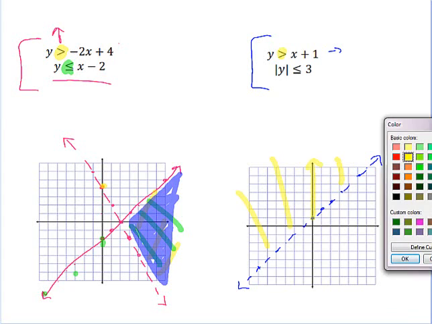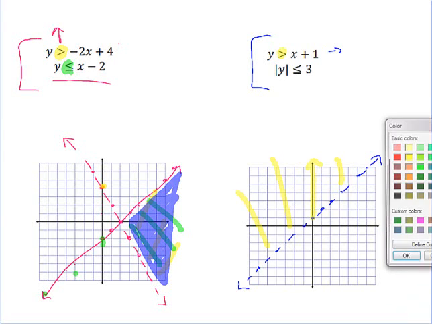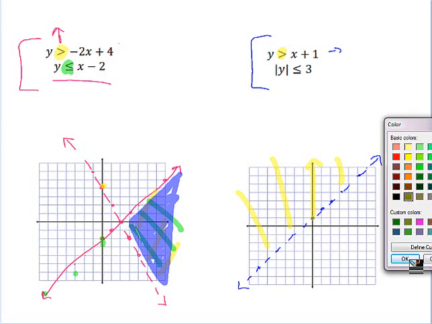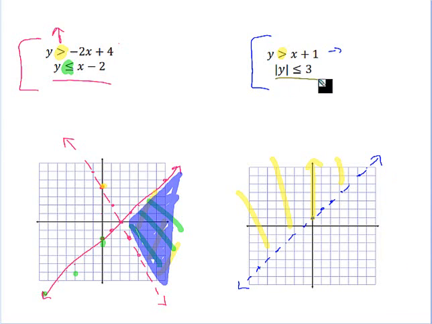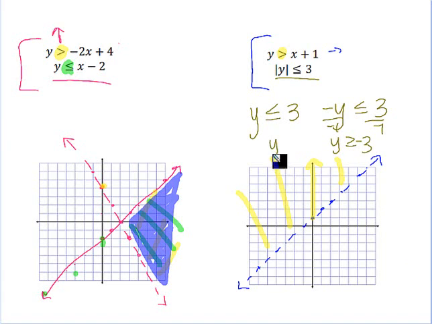Okay. Next equation is the absolute value of y is less than or equal to 3. So remember, with absolute values, you get two equations. So y is less than or equal to 3. Negative y is less than or equal to 3. So divide this by negative 1. So we get y is greater than or equal to negative 3. So we have y is less than or equal to positive 3, and y is greater than or equal to negative 3. Those both only have a y-intercept.